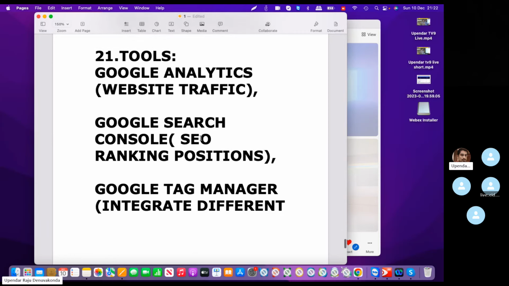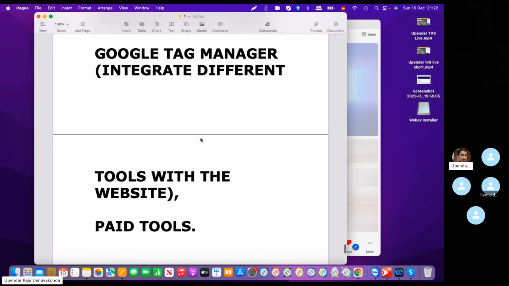For example, we have three important tools coming from Google, and all of them are free of cost. That's the reason the implementation of digital marketing for any business is always very cheap. Google Analytics, Google Search Console and Google Tag Manager are completely free of cost, and you can use them for different objectives. Google Analytics is for website traffic, Google Search Console is for SEO ranking positions, and Google Tag Manager is for integrating different third-party tools with the website. Along with that, you would be learning different paid tools like SEMrush, Ahrefs, and Screaming Frog, and more, in the coming classes.